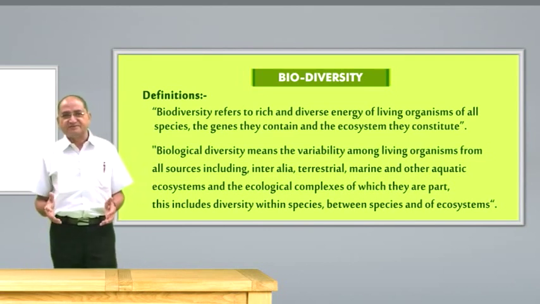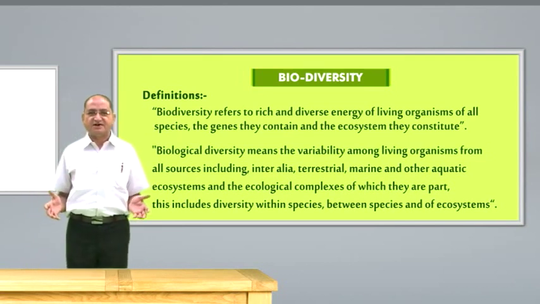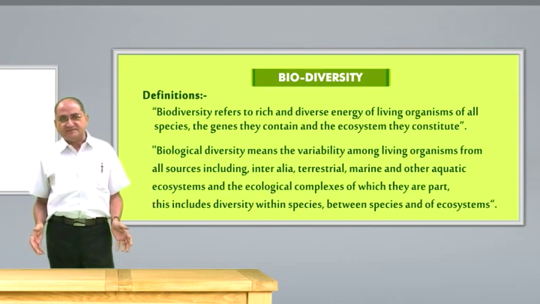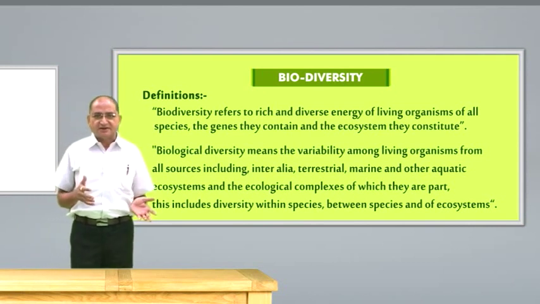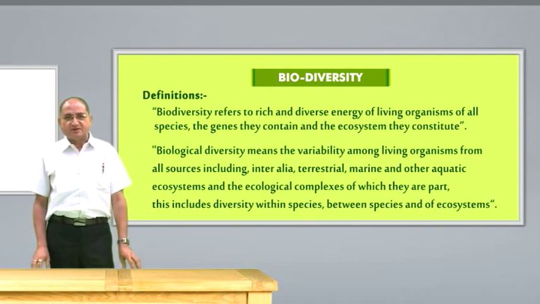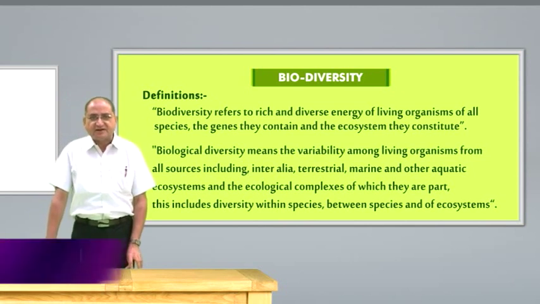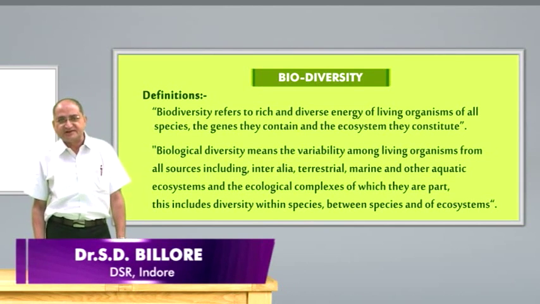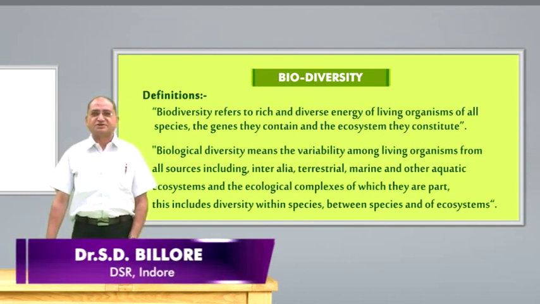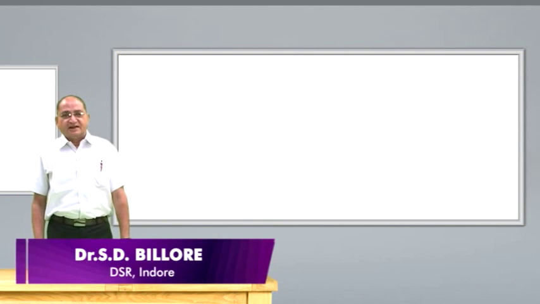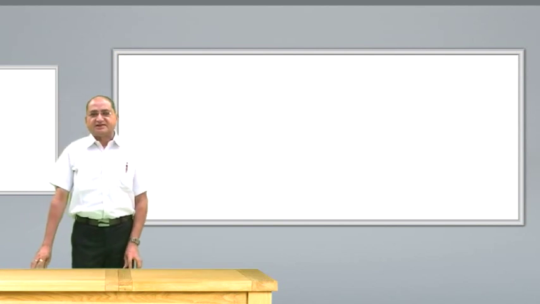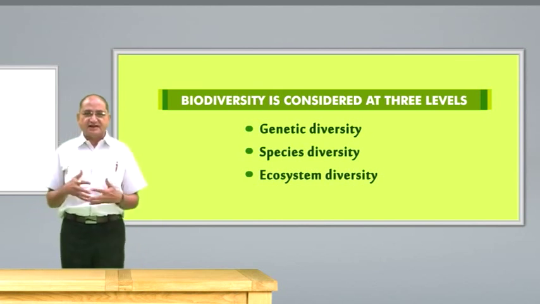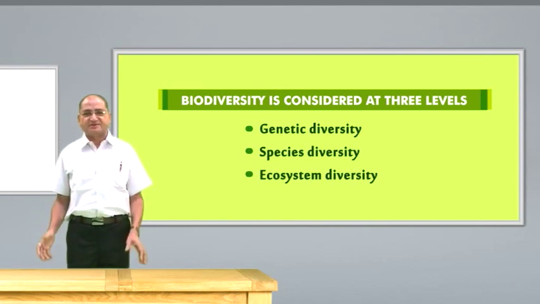Biological diversity means the variability among living organisms from all sources including, inter alia, terrestrial, marine and other aquatic ecosystems and the ecological complexes of which they are part. This includes diversity within species, between species and of ecosystems. In general, biodiversity is considered at three levels: first is genetic diversity, second is species diversity and third is ecosystem diversity.